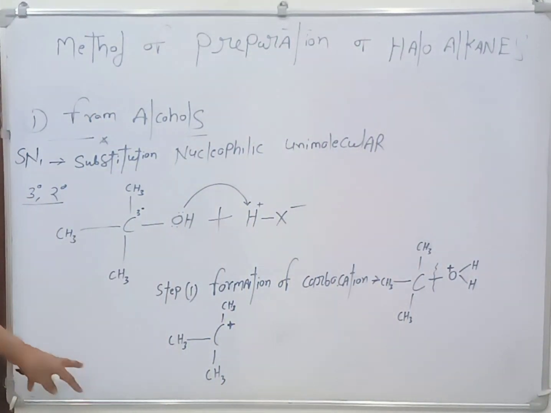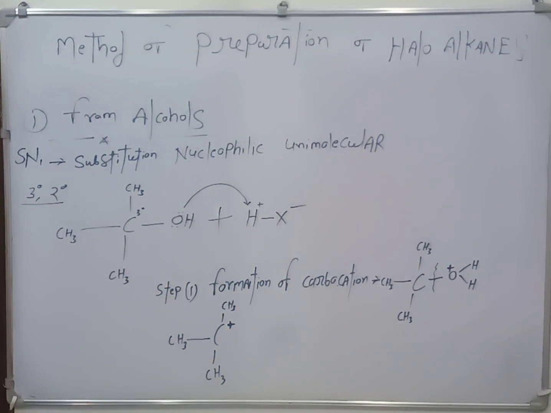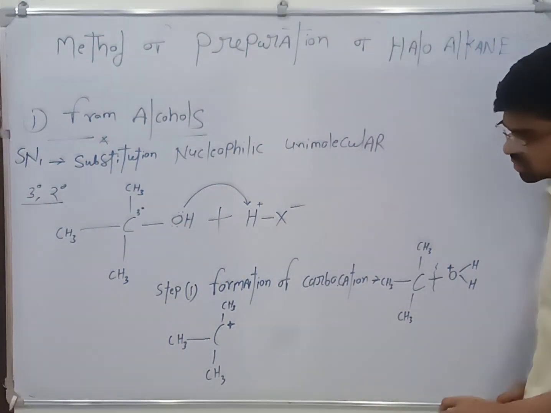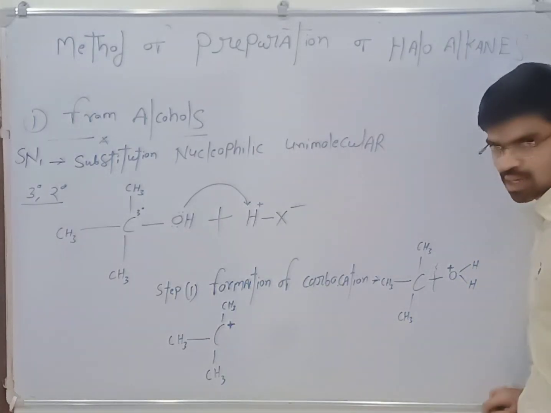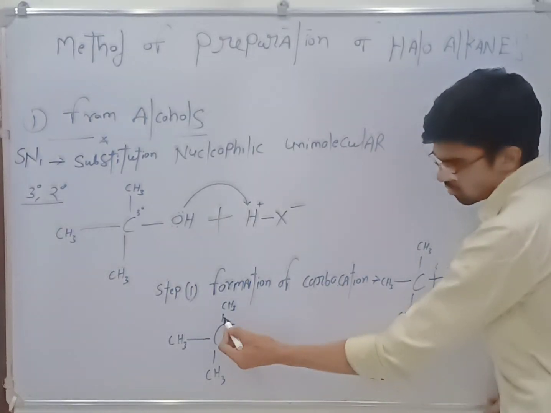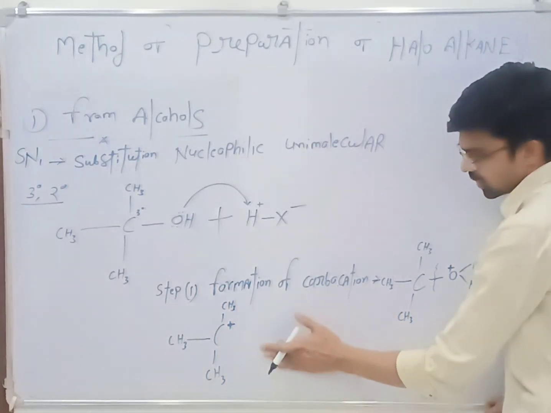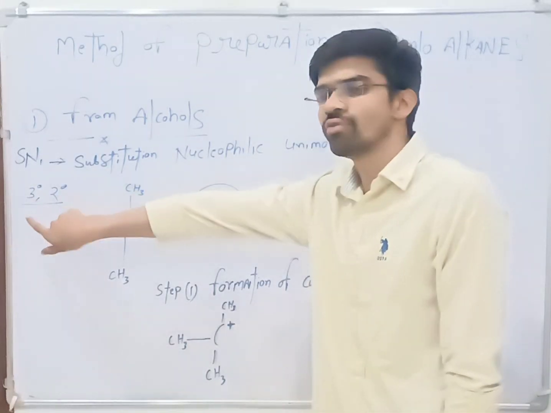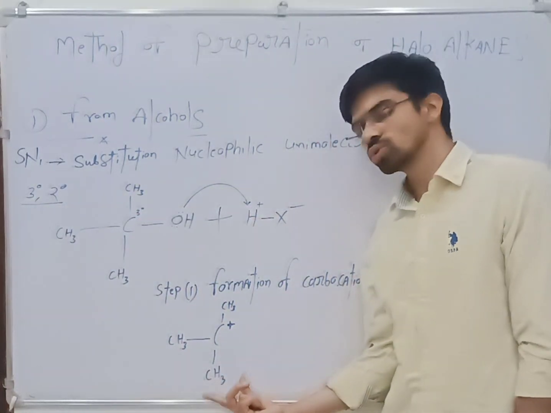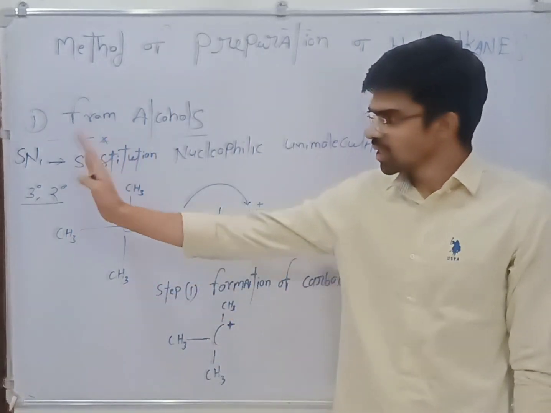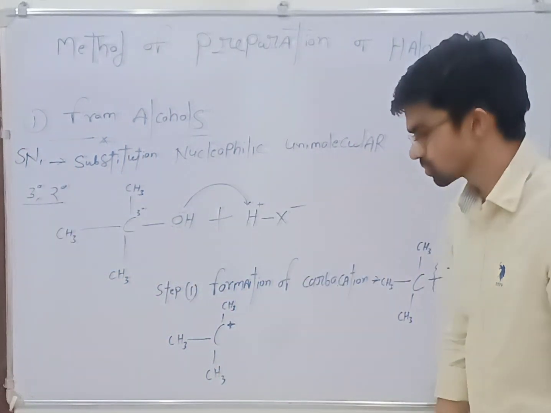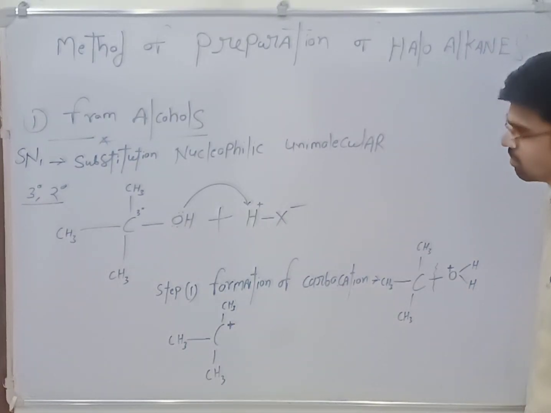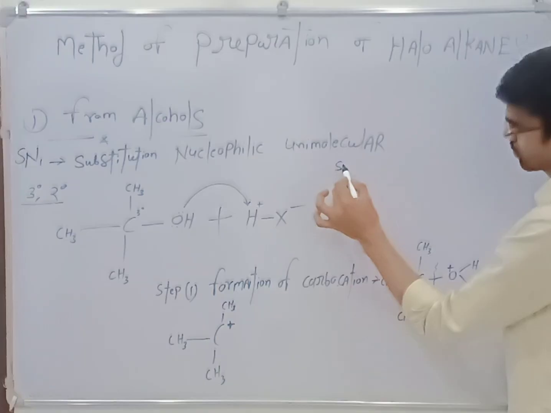So this is our carbocation. In the first step, the carbocation is formed. This carbocation is a stable carbocation because it is a 3-degree carbocation. It can take the electron from any of the carbons. That is why we prefer 3-degree or 2-degree compounds, because during the formation of carbocation, that carbocation should be stable. So the higher the degree of the carbocation, the more stable it is. All right, so this is our first step. In the next step, what happens in step number 2?